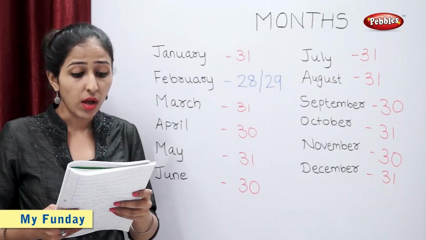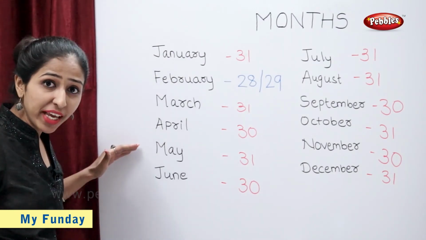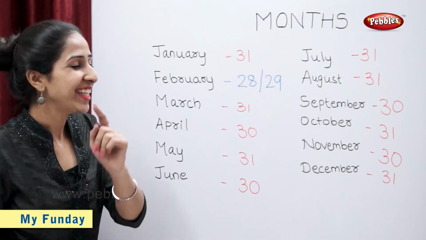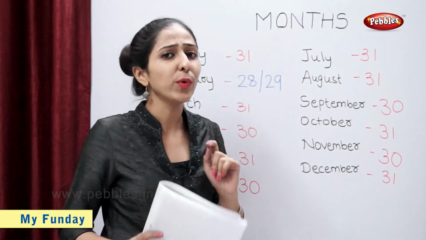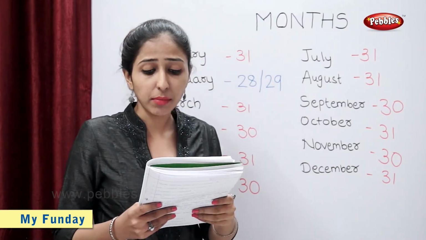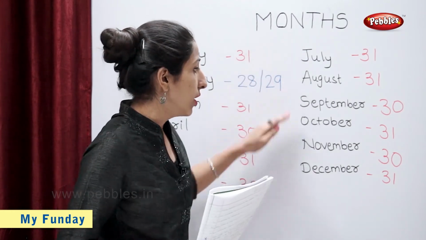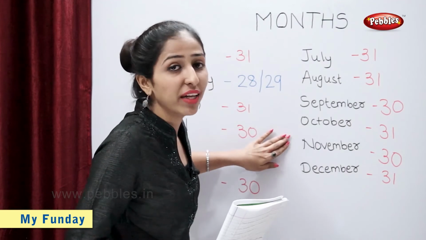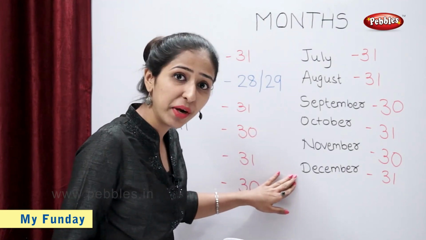Tell me students, which month comes between March and May? Answer the question. Correct. That is the month April. One more question. Which month comes between October and December? Look and say. Correct. Month November comes between October and December.